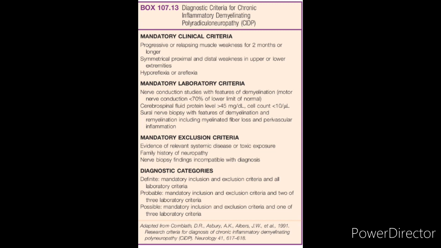What is a mandatory exclusion criteria? That is the evidence of relevant systemic disease. Any systemic disease, family history of neuropathy, nerve biopsy finding incompatible with diagnosis. These are the important exclusion criteria.